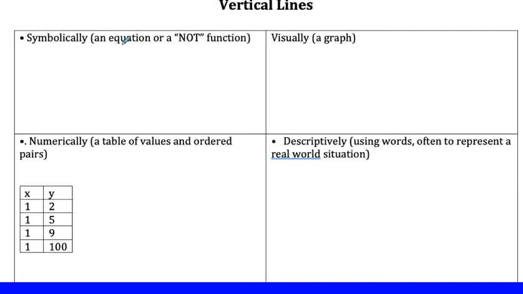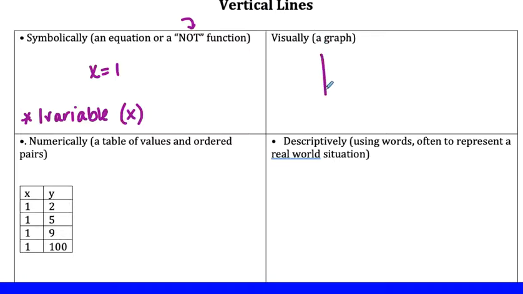Symbolically, remember symbolically is when we have an equation, or I'm going to call it a not function, because we normally say an equation or a function, but we know vertical lines are not functions. So an equation of a vertical line might be x equals 1. Remember, vertical lines will only have one variable, and it's x, okay?